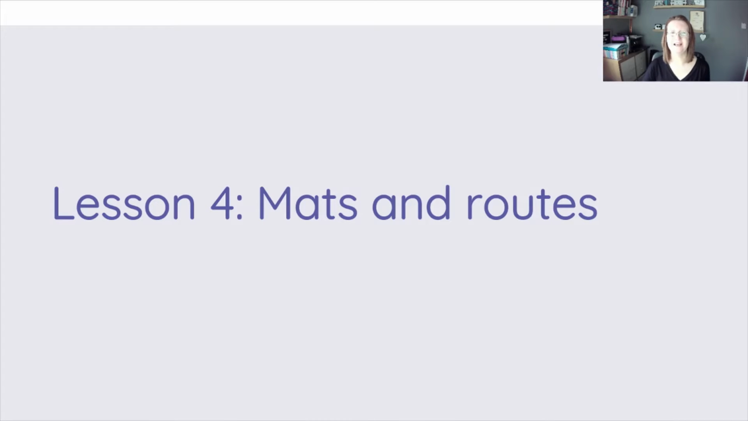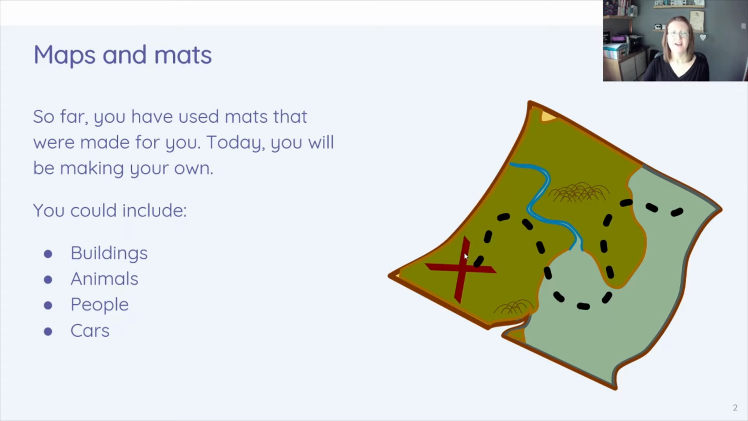Hi everybody, welcome to lesson 4 of our robot algorithms unit, and this week we're looking at maps and routes. So far you've used maps that we've given to you, whether it was a worksheet or using the Bbot online tool, they were all maps that you could use straight off. Today you're going to have a go at making your own, and these could include things like buildings, animals, people, cars, anything you would like to do. So you need to have a think about this as we go through the slides, and then at the end you're going to have a go at creating your own.